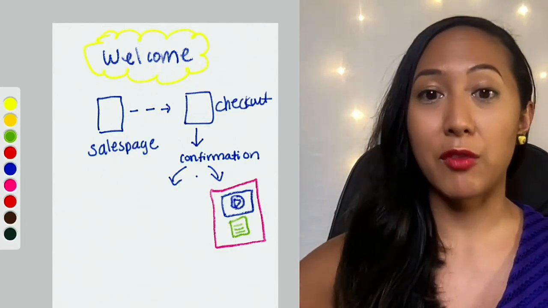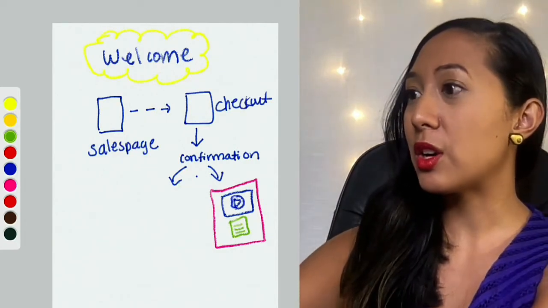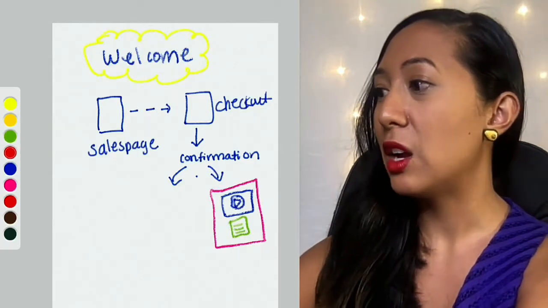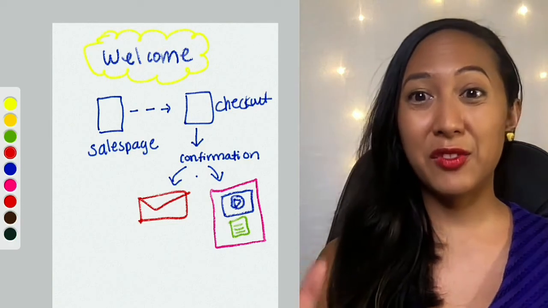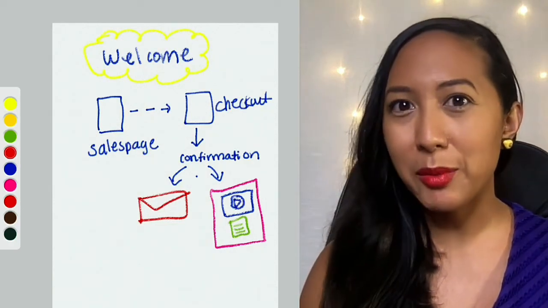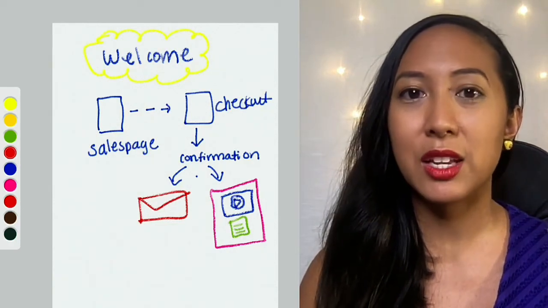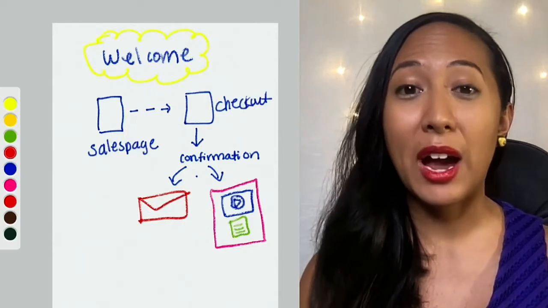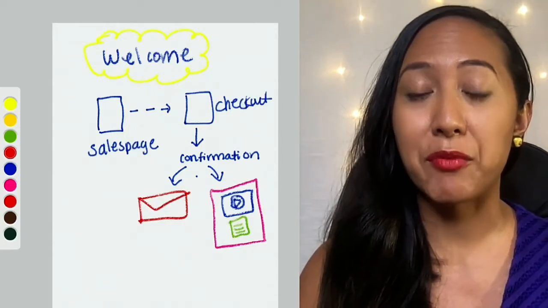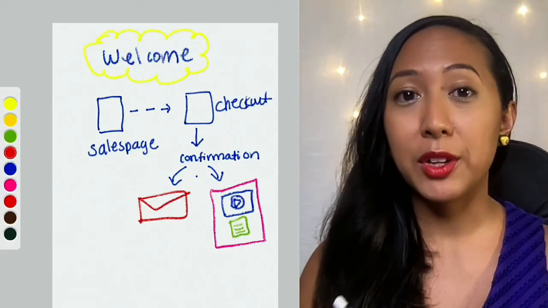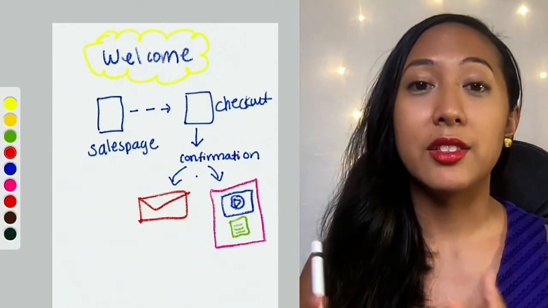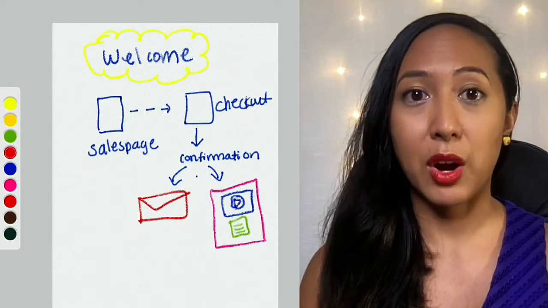So we have our confirmation page. And then of course, I'm going to change this to red. We have our confirmation email. Now, this is a very simple setup. You probably already have something similar to this in your membership program if you have already been running your membership program for quite some time. But I want to show you some different examples of what that might look like for the next step in your group program or membership.